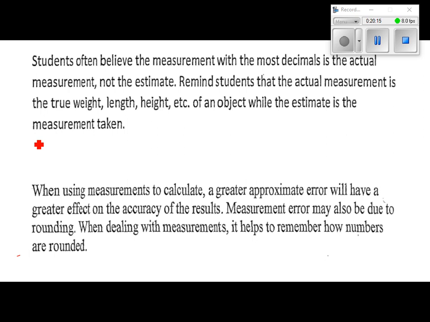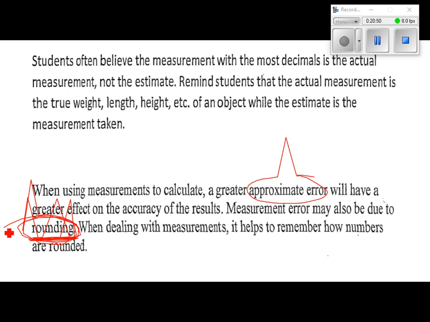When using measurements to calculate anything, the greater your approximate error is, so the more error you have, the greater effect it has on your accuracy. Measurement error also could be due to rounding, and we're going to talk about rounding, because a lot of you like to round off way too much or not enough. All right, and we're going to talk about how to round.